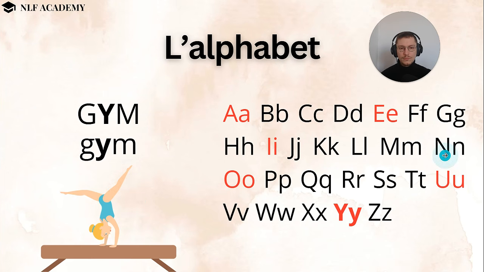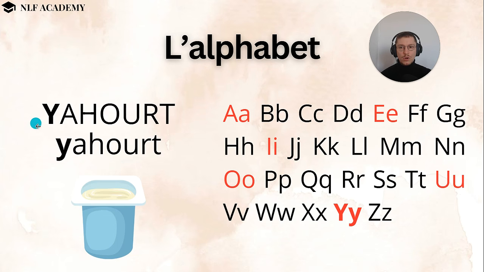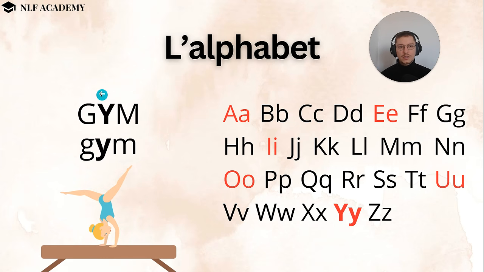Très bien. Et la dernière. Oh yeah, sorry. So this one is an example. Gym. Gym. So, example of Y as a consonant: yaourt. Example of Y pronounced as a vowel: gym. Très bien. In French, gym means gymnastics. It doesn't mean the gym to work out.